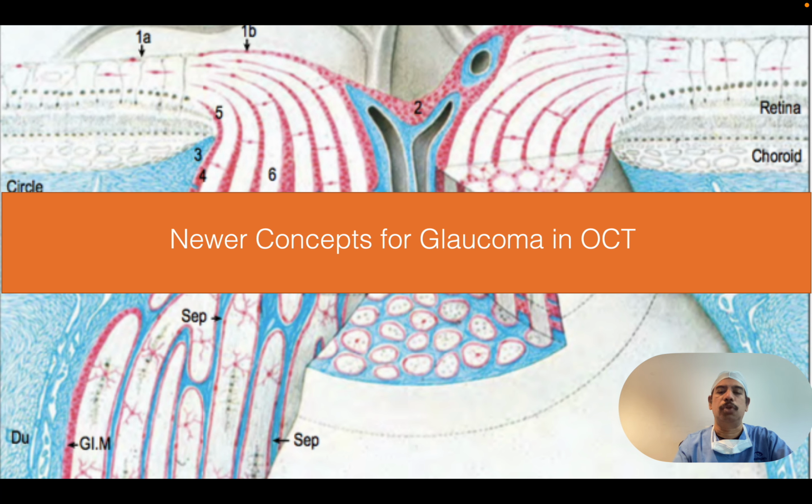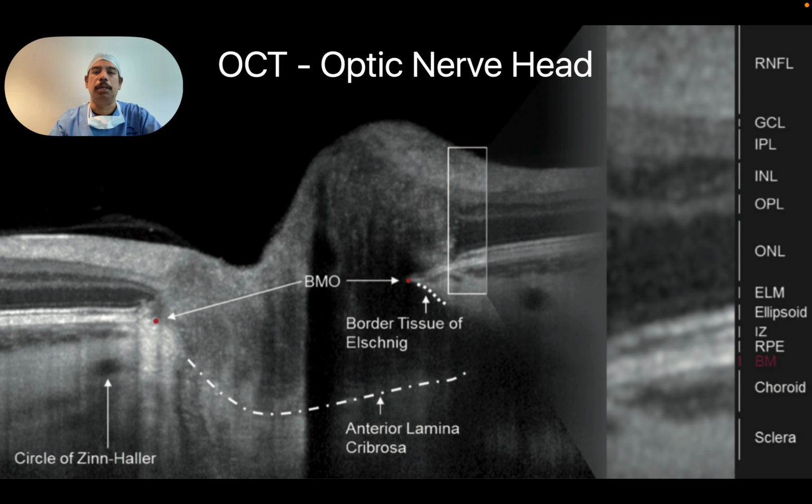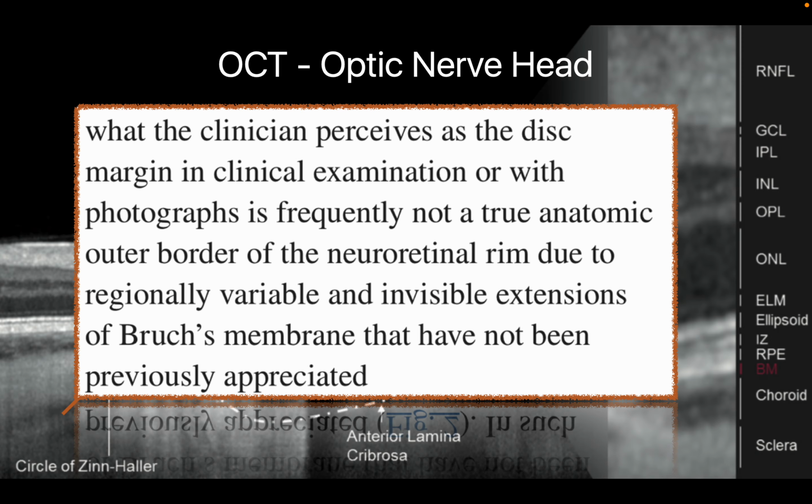There are various newer concepts in the OCT in glaucoma, especially on the optic nerve head. There are two main areas which we are really interested in. One is the border tissue of Elschnig and the other area is the Bruch's membrane opening.